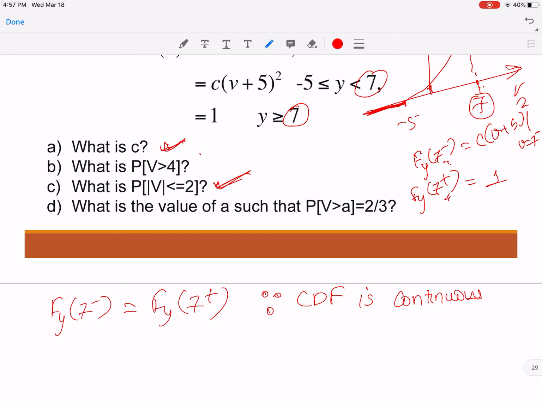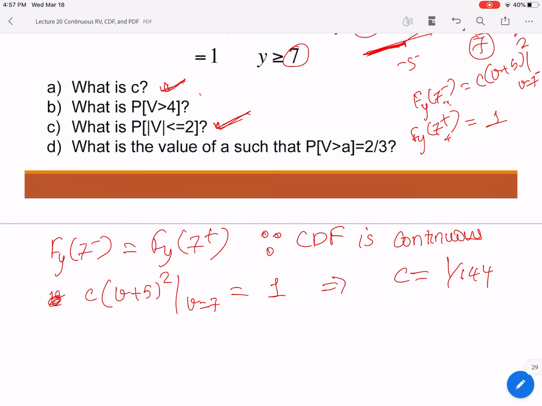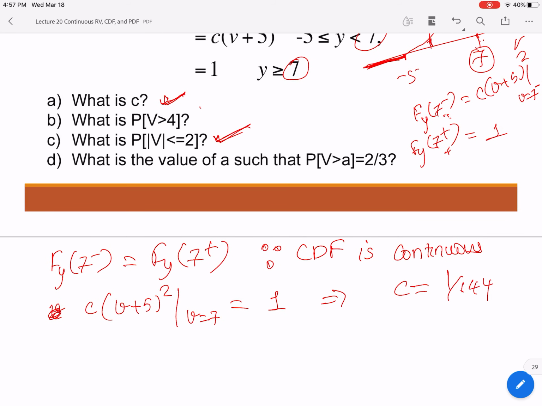So to find that value, I can evaluate the limits. c times (v plus 5) whole squared at v equal to 7 is equal to 1. And when I solve for c, I get 1 over 144. So that's the value of c, using the property that the CDF is always continuous. And whenever you have such problems having to find the values of a constant, use this property of the CDF.